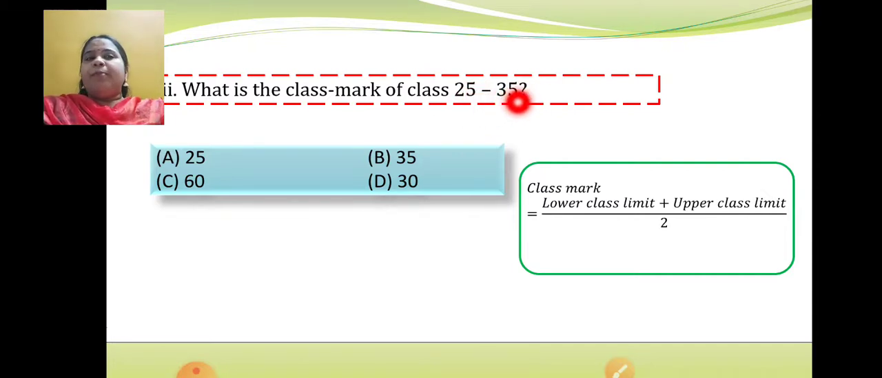So 25 plus 35 upon 2. When you evaluate the value, you will get the class mark. Let's see. 25 plus 35 upon 2. The total is 60. So 60 upon 2 is 30. Out of these 4 options, which one is the correct one? Option D. I hope you have understood this.